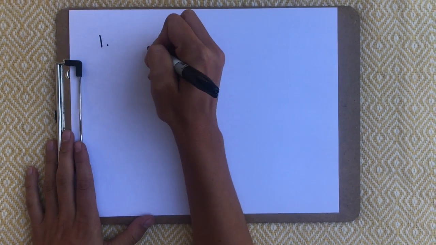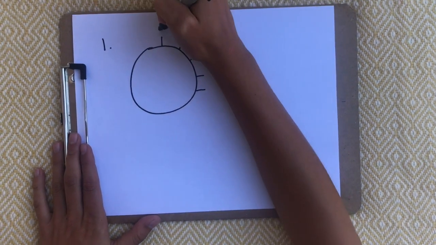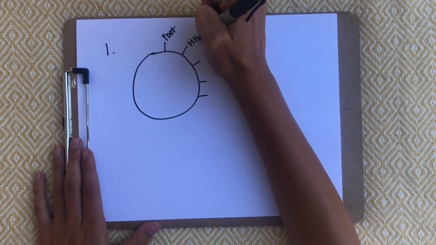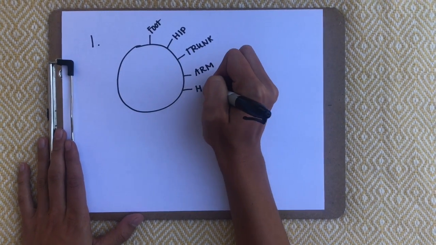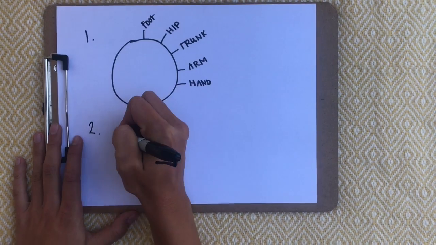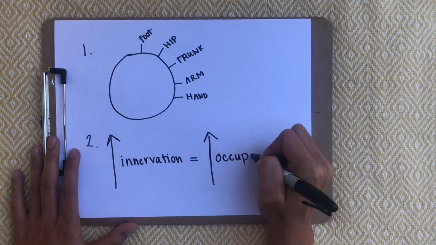The homunculus gave rise to two concepts. The first is the idea of a topographic map. This idea describes the fact that adjacent regions of the periphery field are mapped onto adjacent regions of the brain. The second idea is that more densely innervated areas of the body occupy larger regions of the brain.